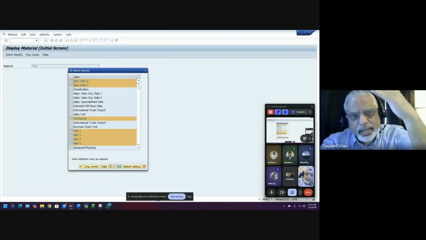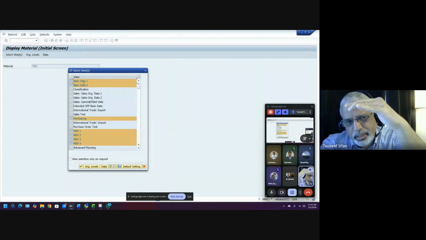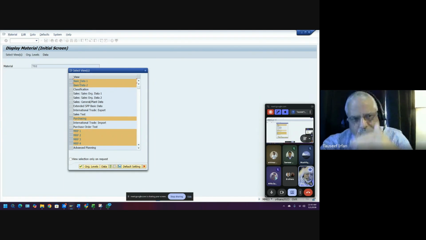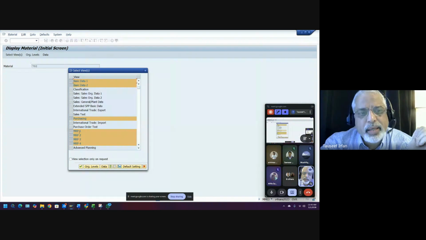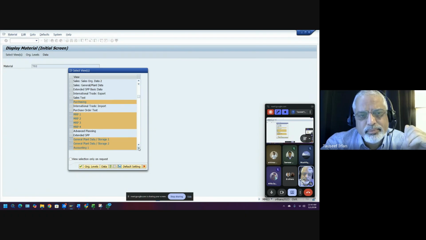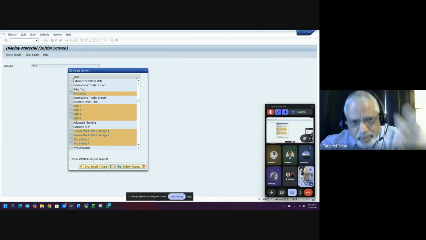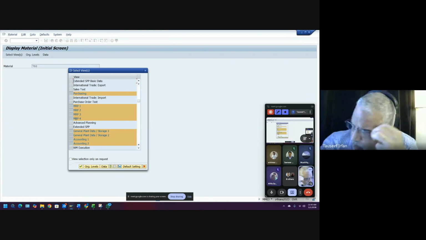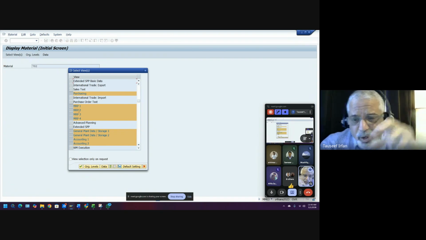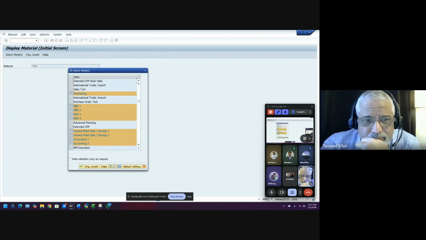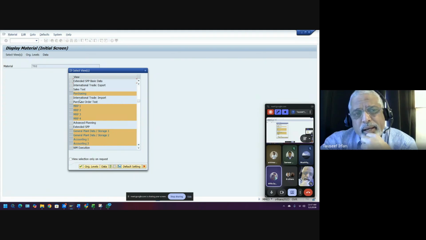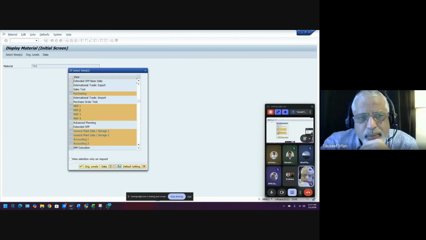Then the second level of data. The first level is the client level, which is basic data. The second level is the plant level. What is the plant level data? Purchasing, MRP, accounting. These are all known as plant level data. Every plant can have its own data. For example, I want to set the lead time, and the lead time in one plant is different from the lead time in another plant. That's why you have the second level of data known as plant level data.